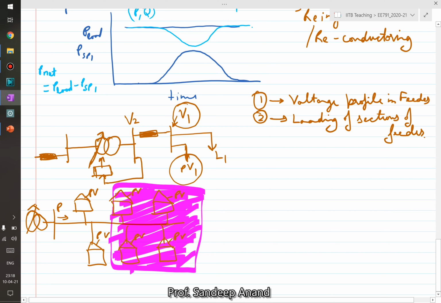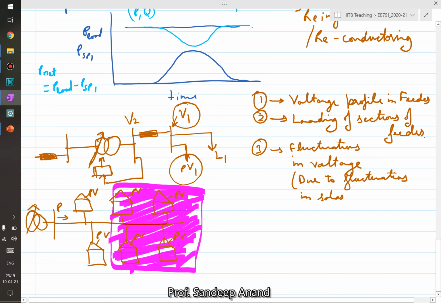So this is the third problem that we are discussing with respect to solar, which is the fluctuations in voltage, which could come because of the fluctuations in solar PV power.